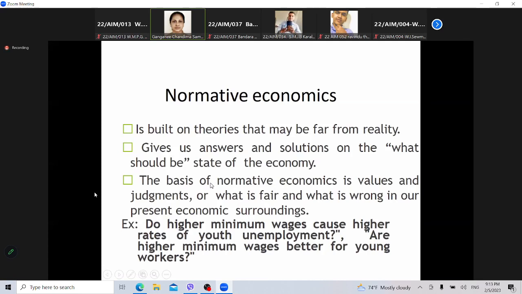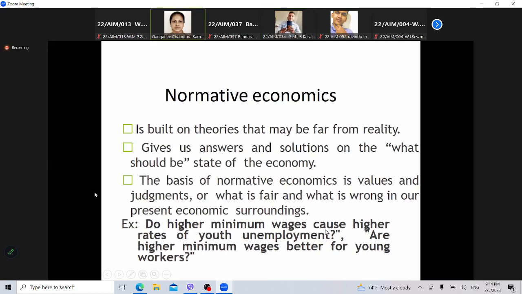So for example, the basis of normative economics is values and judgments, or what is fair and what is wrong in our present economic surrounding. For example, do higher minimum wages cause higher rates of youth unemployment? Minimum wages are higher because many are getting low wages. Is it the result of high rates of youth unemployment because they are not having proper wages? For this, we have to get people's opinions, people's judgments. That's why it is called normative economics.